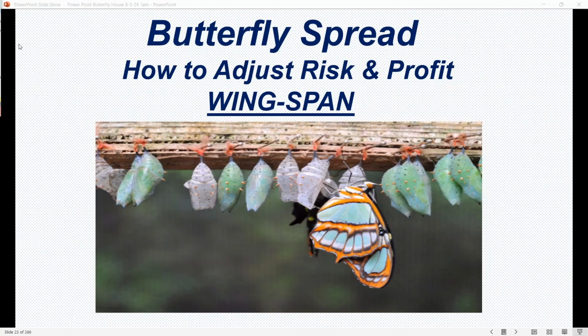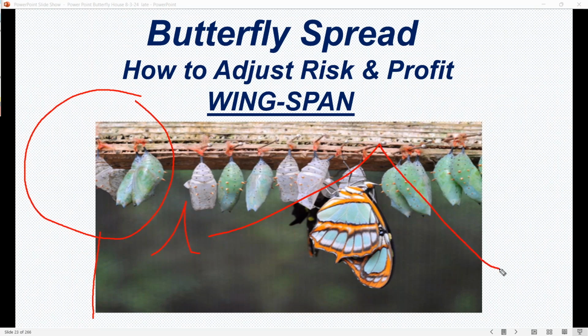So first off, I'm going to show you a kind of a narrow-wing butterfly. But again, I talked earlier, if you're trying to catch a butterfly, it's going to be a lot easier if you have a really wide net, right? So with a butterfly, we can adjust our profit zone with the wingspan of the butterfly. So if we want to keep our risk super low, we can do a narrow wing butterfly, okay? But if we want to broaden that net so we can capture a bigger zone of profit, we can make it a really wide wing butterfly like this. So we can adjust risk and profit based on the wingspan of the butterfly.